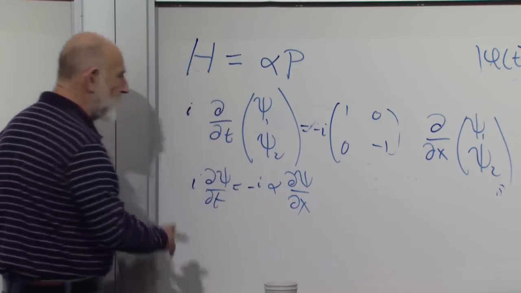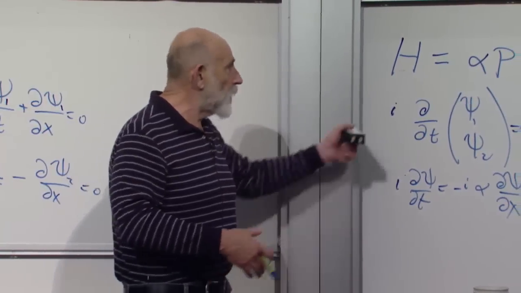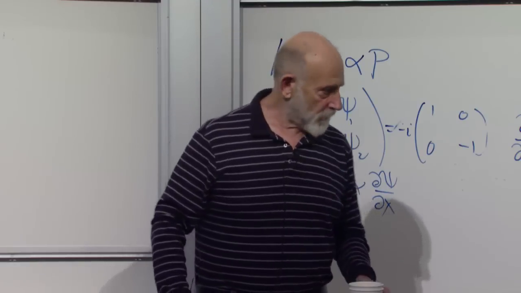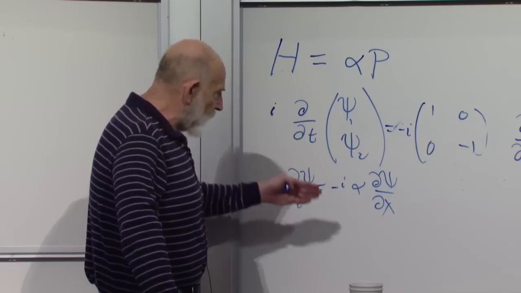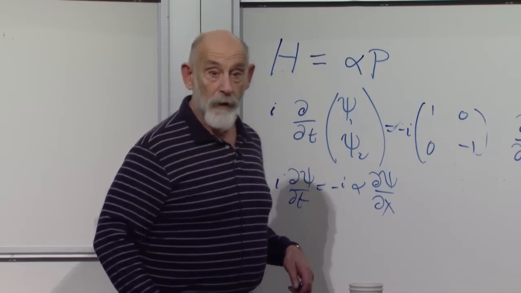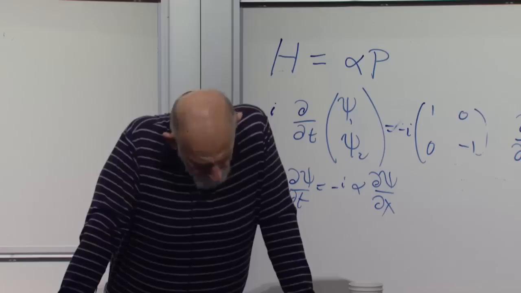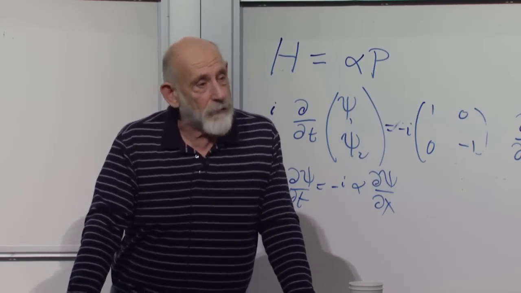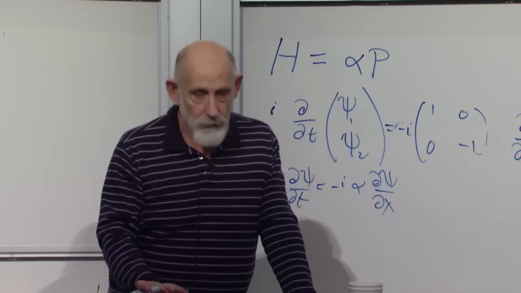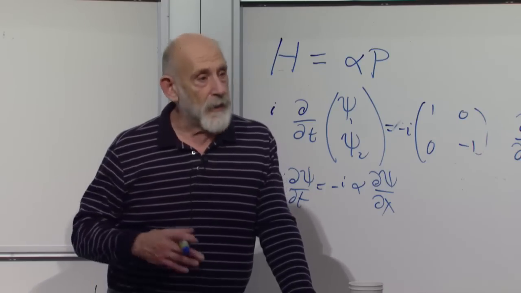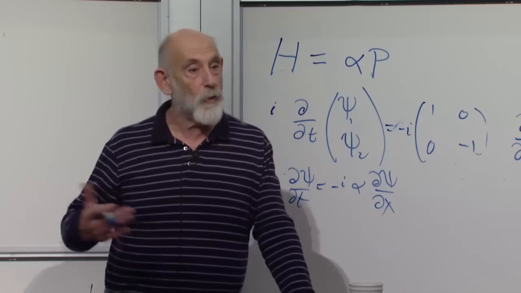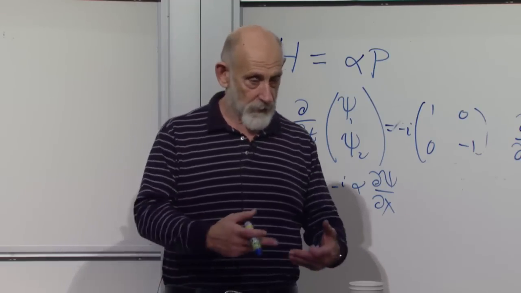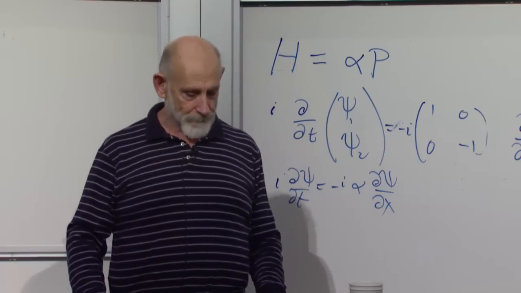But remember that psi is this two-component column vector. They all are the same thing. Keep in mind that, and since alpha has both positive and negative eigenvalue, this describes both right-moving and left-moving waves. Okay, so by the trick of introducing the Dirac matrix alpha and a two-component structure for the wave function, we now have cured the problem of the one-way street. It's now a two-way street, and an electron can go either to the left or the right.